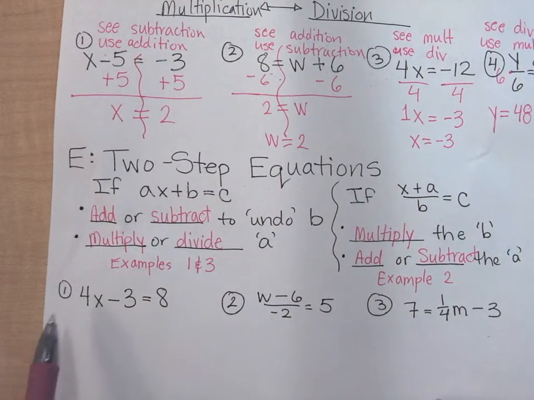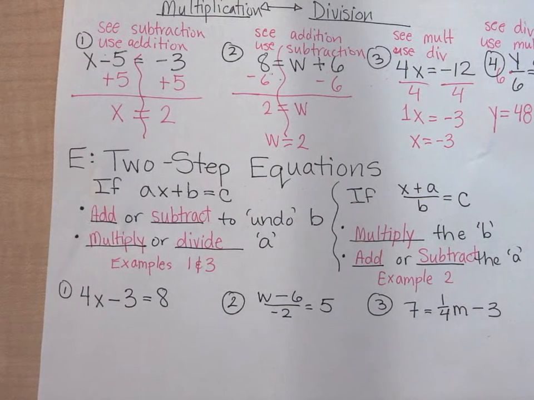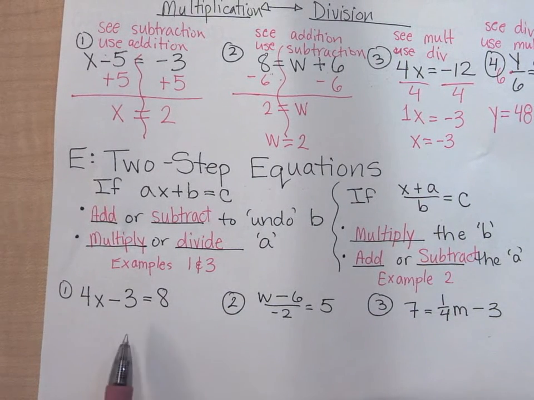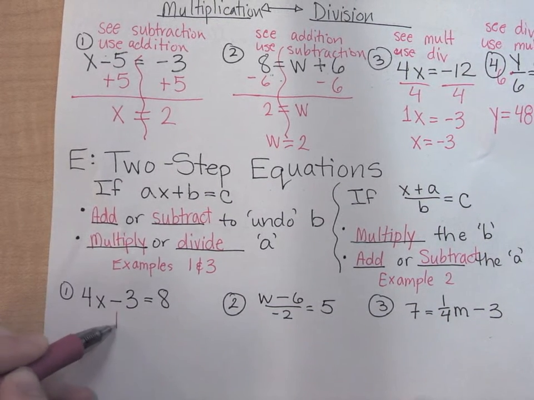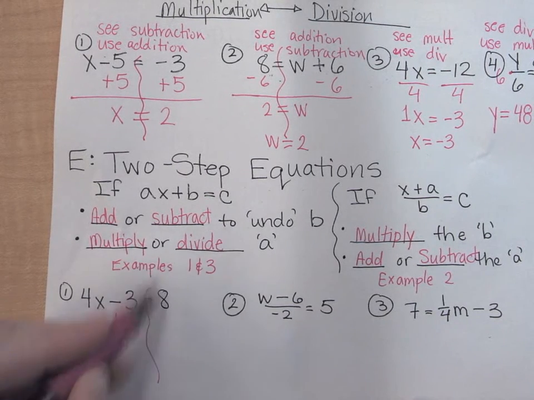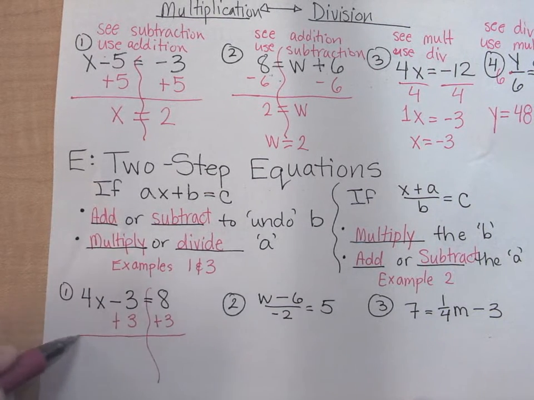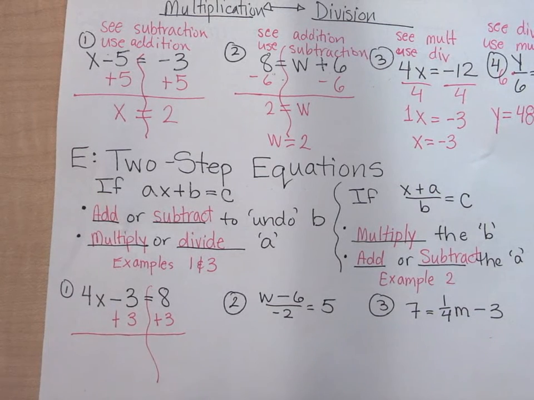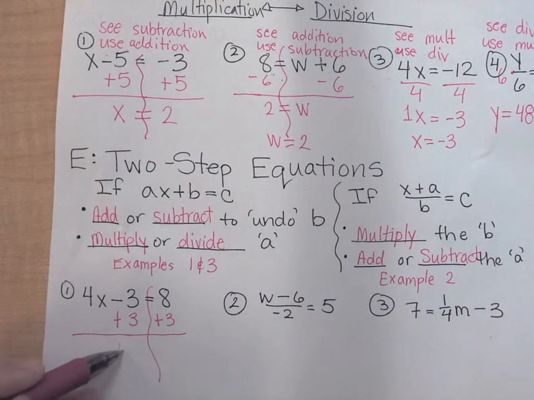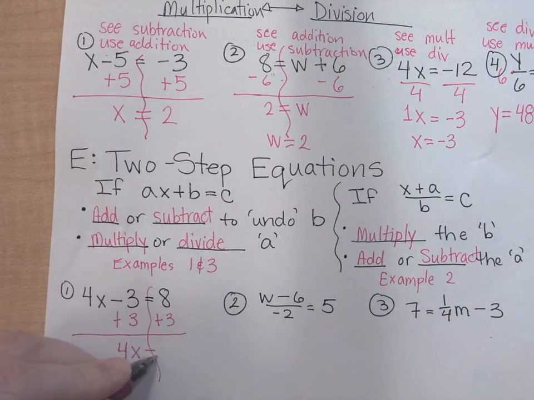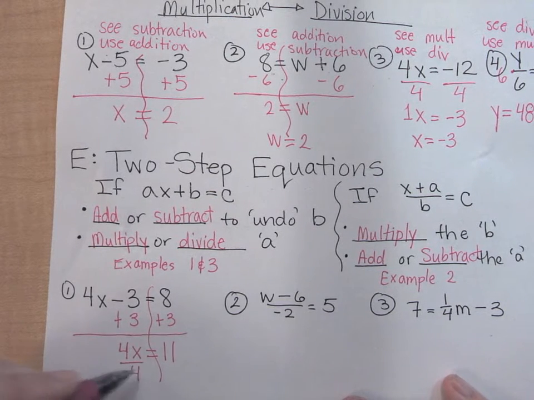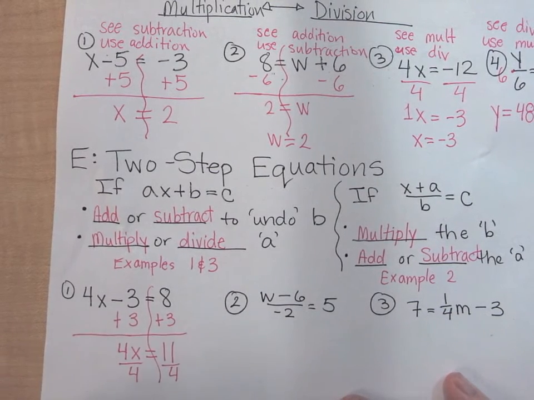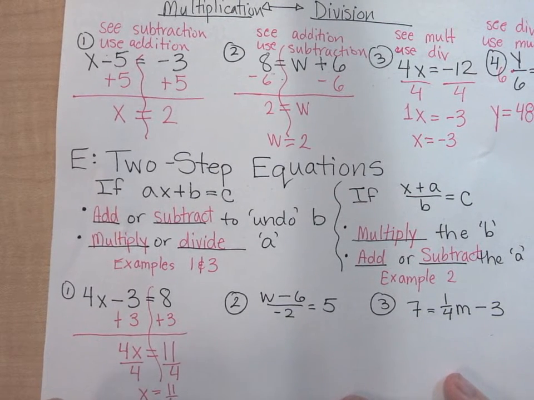All right, so for number 1, do I want to add or subtract my b value? Right, so it's being subtracted here, minus 3. So I'm going to add the 3. Whatever you do to one side, you do to the other. Exactly. Now, the 3 gets eliminated on this side, so I'm left with 4x equals 11. And now am I going to multiply or divide? Divide. I'm going to divide. And I'm left with x is equal to 11 over 4.